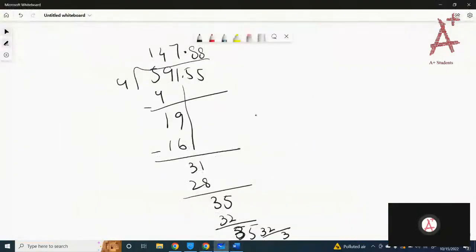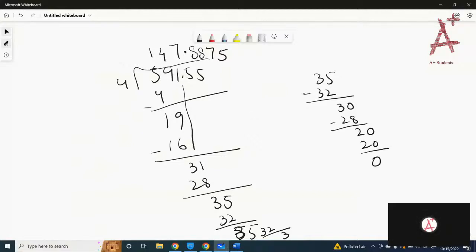You have to put a decimal. 35 subtract 32. You are left with 3. Now you already have a decimal point. Just put a 0 over here. So 4 times 7 is 28. 38 subtract 28 is 2. Bring a 0 again, and 4 times 5 is 20, and 20 subtract 20 is 0. So it would be 147.8875. Got it?